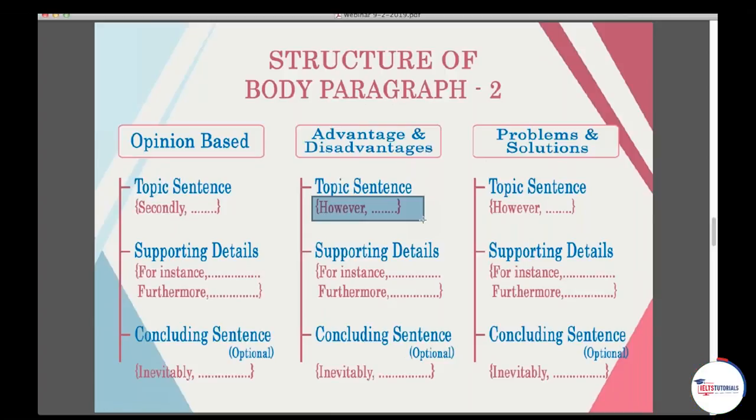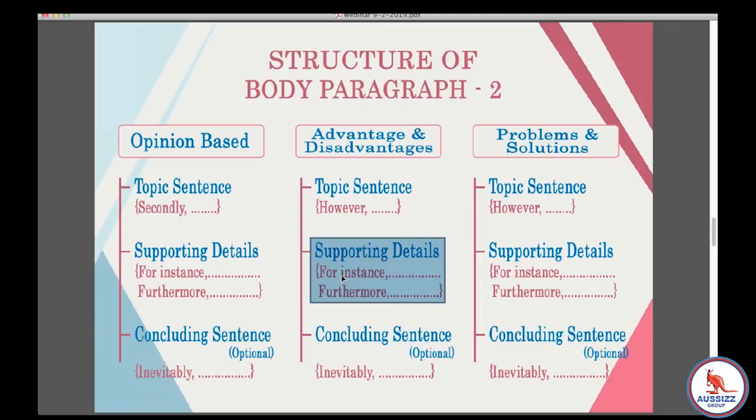Next, you have to give supporting details, and the supporting details will be the same. And you have to give an example. We have used for example there in the first body para, so I've used for instance here. See, don't repeat the words in your essay. This is very, very important. Don't repeat the words, okay? Use synonyms instead. You can use high vocabulary words, because in order to score high in vocabulary, use vocabulary words.